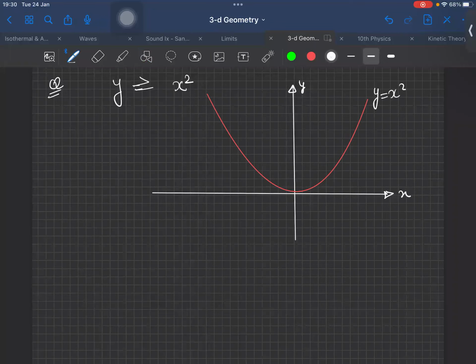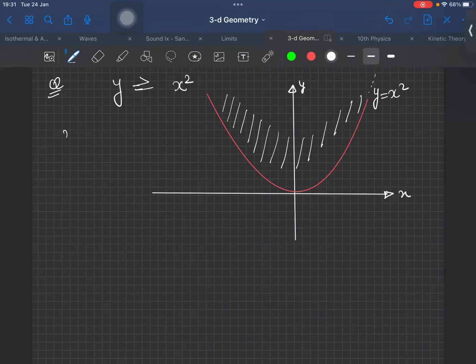Now we need all the values of y which are greater than or equal to x square. So what will be the shaded area? Here the value of y is greater than or equal to x square, because let's say x is equal to 10. So y should be greater than or equal to 100. So only here we can get, right?